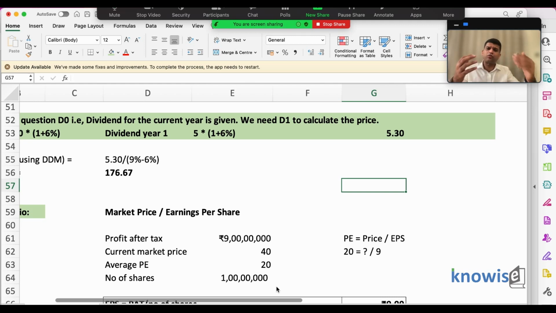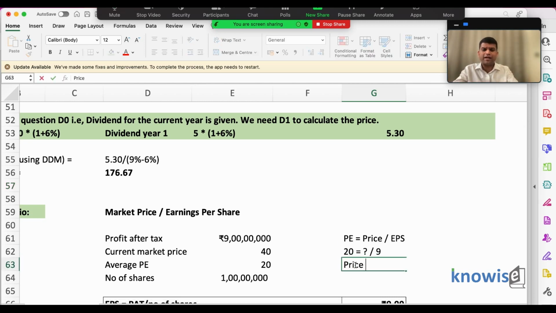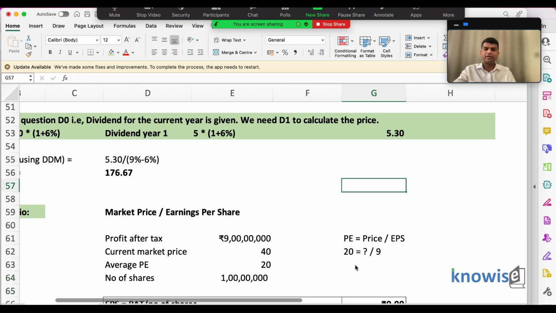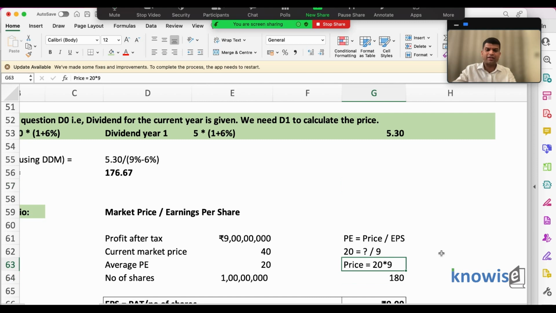So how do I solve this? Just transfer 9, which is in the denominator, to the opposite side, and multiply. So that means the intrinsic price is equal to 20 multiplied by 9. So 20 into 9 is 180. So the intrinsic value of the share is 180.